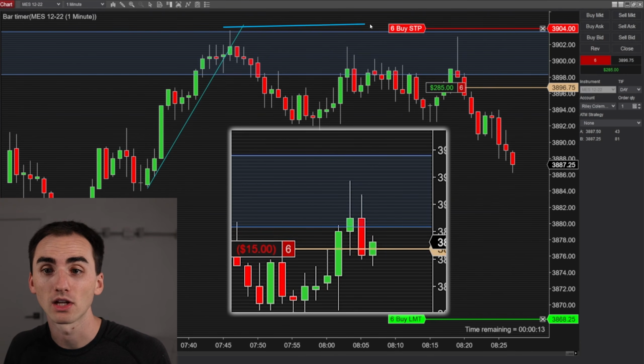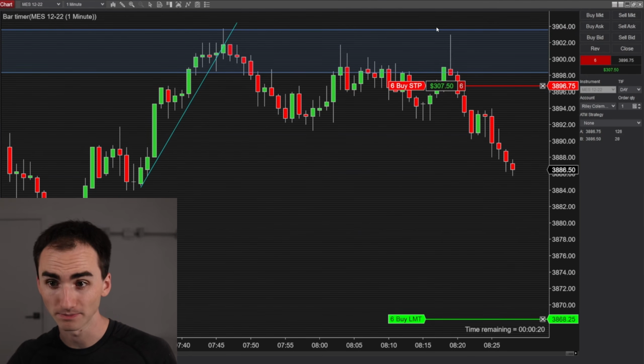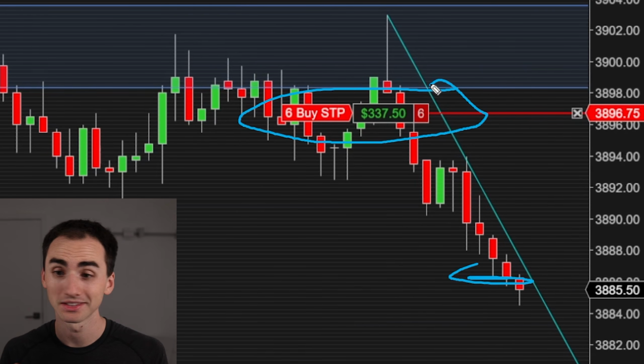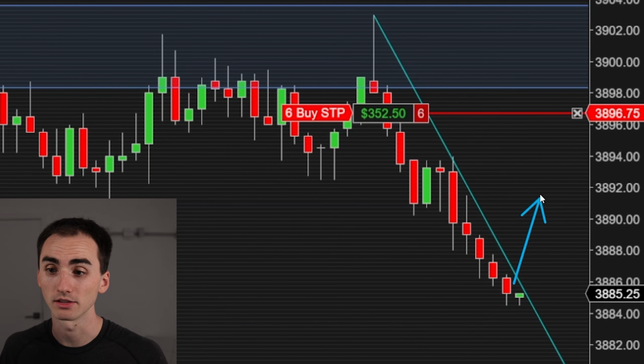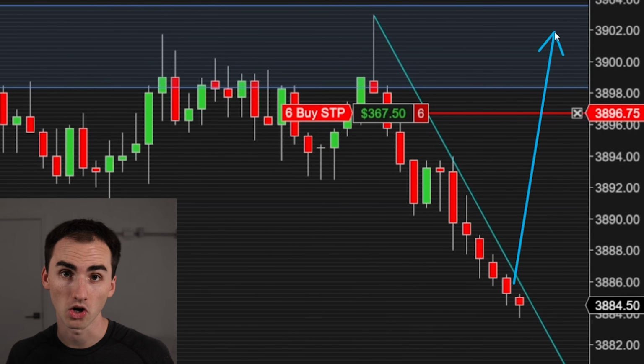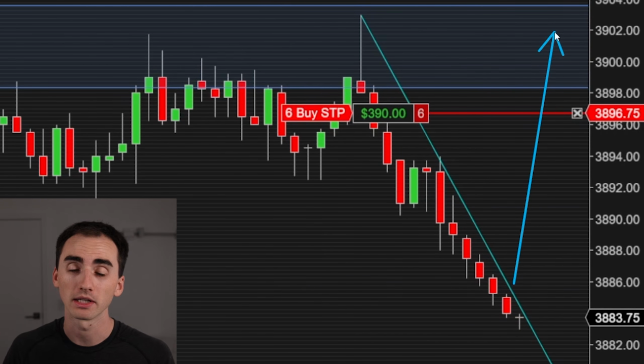And I like to put my stop above the swing high here, because then that protects my trade with the actual price movement of the market. Once it gets to about here, I like to move my stop to break even, because if the market decides to just shoot up all of a sudden, I can get out and I have no risk on the trade at this point. Anything I capture is essentially free money at this point.